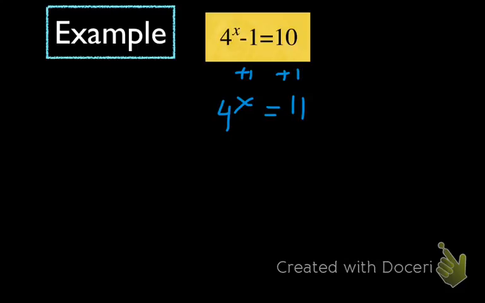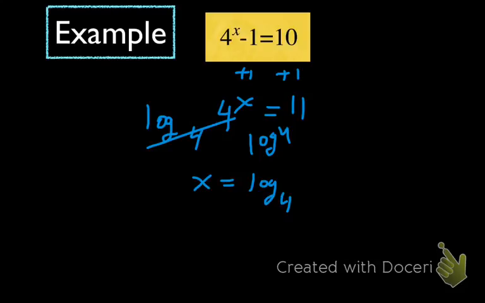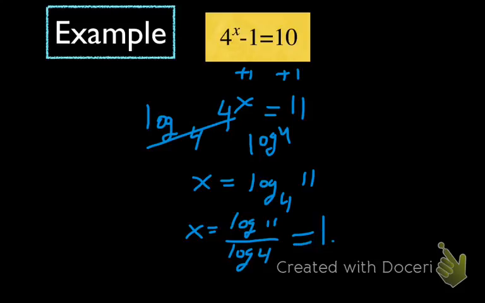Now, how do I get that x out of the exponent? What if I took the log base 4 of both sides? Then the base and the logarithm cancel out on the left, and I get x equals the log base 4 of 11. We would then simplify this to x equals the log of 11 divided by the log of 4. You can punch that into your calculator, and you get 1.73.